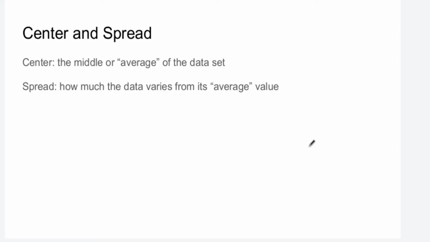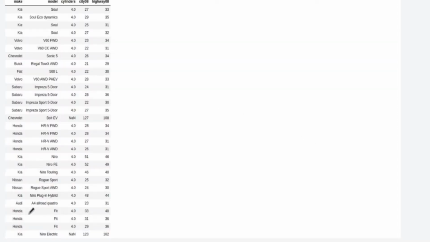To look at an example of this, I've collected cars in the category of compact wagons, and these are all the cars from a single model year. We're looking at several properties: the model of the car, the make of the car. I can see I have Kias, Volvos, Chevrolet, Buick, Subaru, etc. And we know how many cylinders they have.